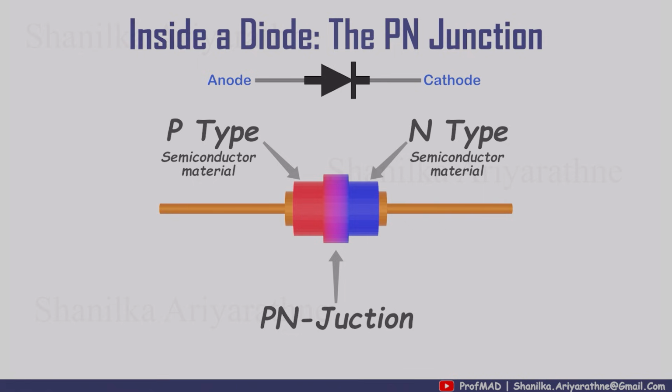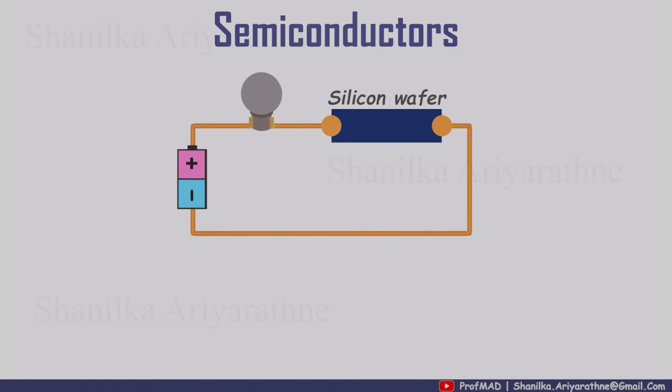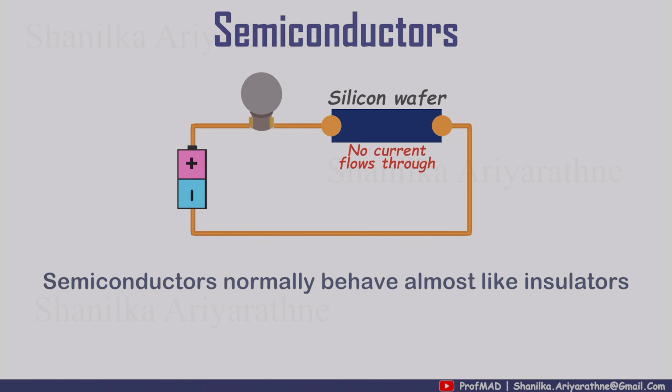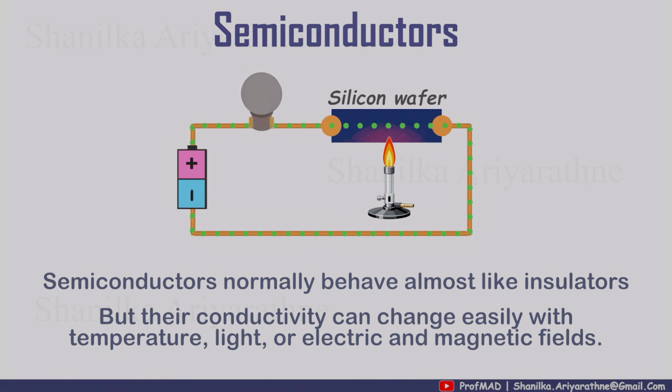To understand this structure, we first need to know what a semiconductor is. Semiconductors are materials that normally behave almost like insulators. Under normal conditions, they conduct very little current, but their conductivity can change quite easily. For example, a semiconductor's conductivity can change with temperature, light, mechanical stress, or electric and magnetic fields. Because of this special behavior, semiconductors sit between conductors and insulators.